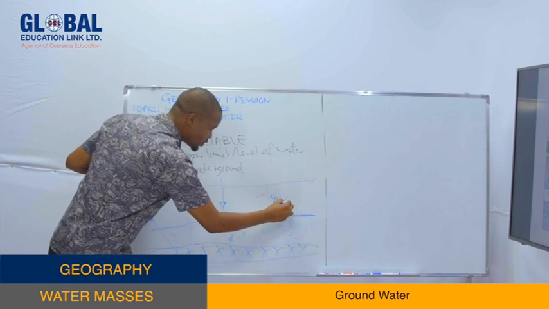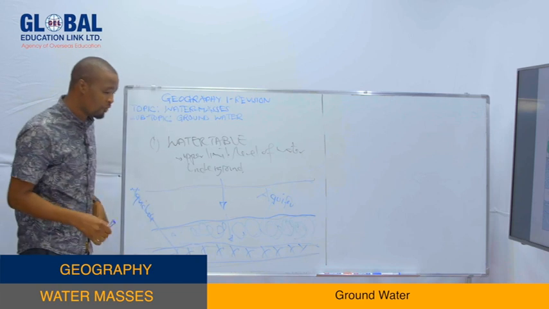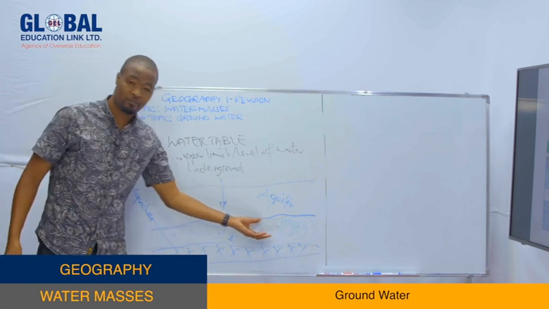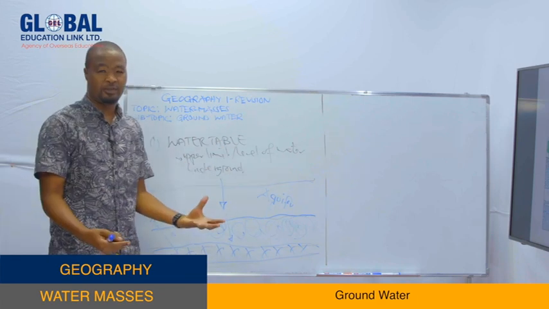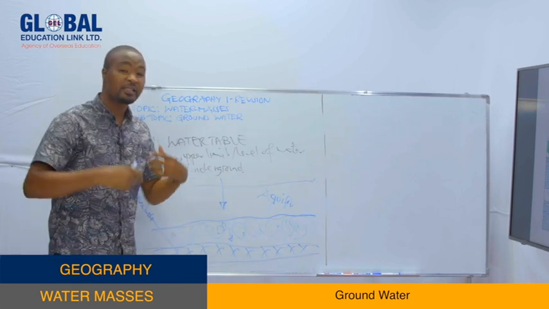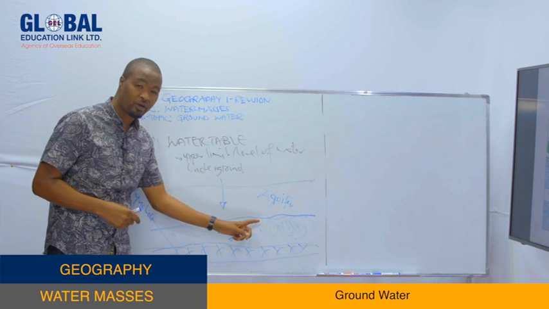Aquifer. This one. The aquifer. It means aquifer refers to the soft rock, this one. The rocks made up of empty space where water will saturate or be contained inside. We call it the aquifer.